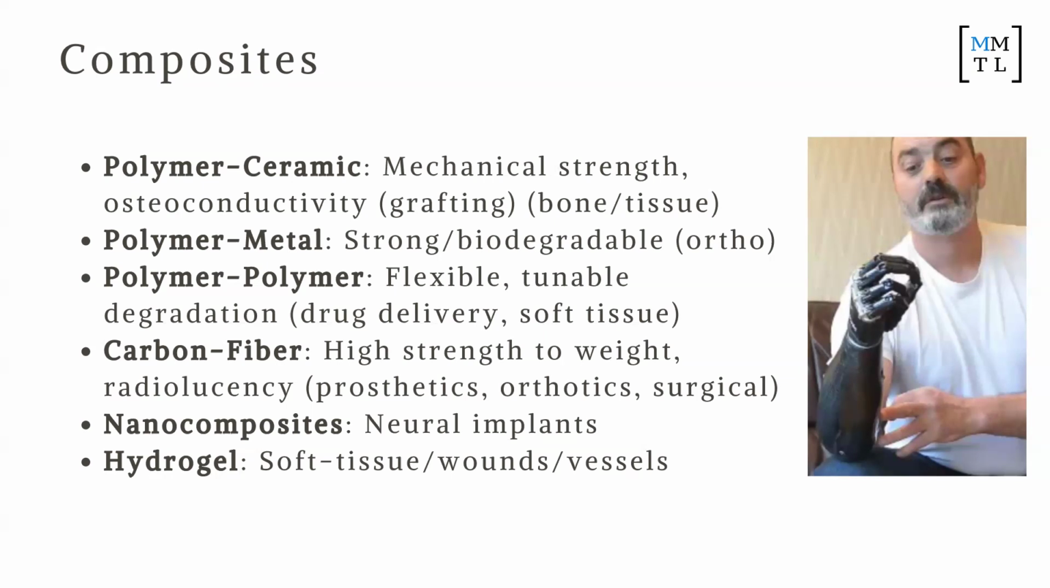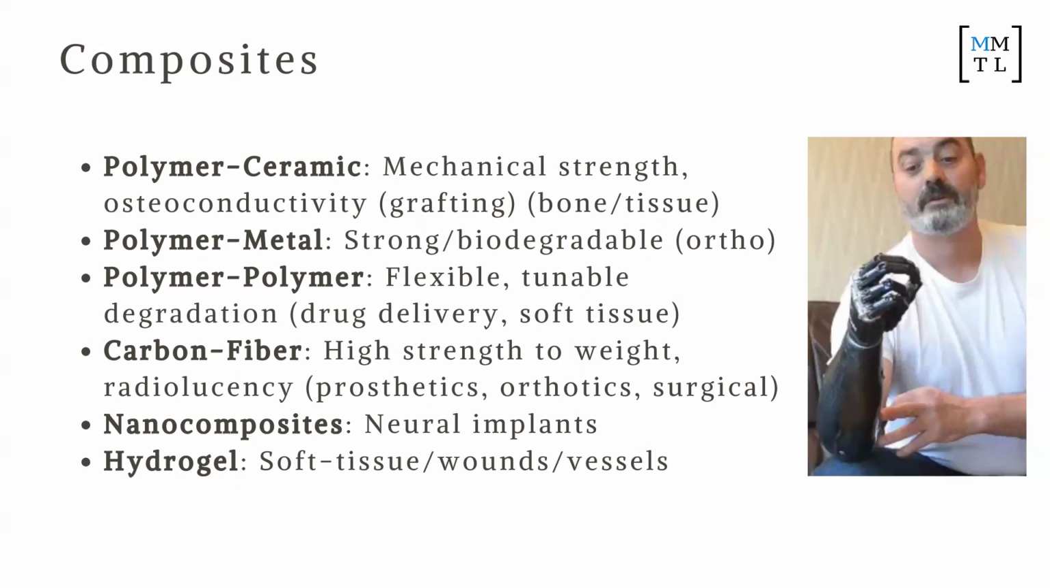Carbon fiber. So again, very high strength to weight ratio. This is a material that's extremely lightweight, but it's incredibly strong. And so it's started to get commonly used in cars, but also things like orthotics or prosthetics as well, right? Because you have that really high strength to weight ratio. And it also is good for radiolucency.